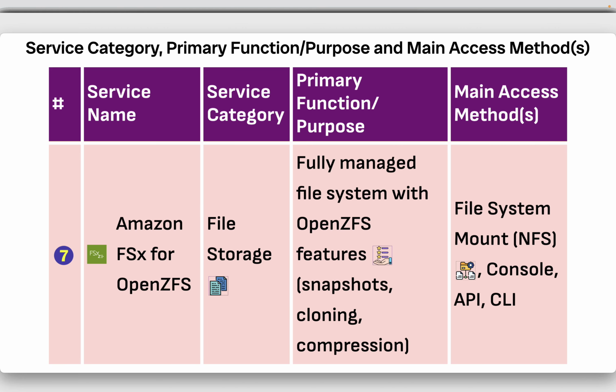Next, we have Amazon FSx for OpenZFS. Category is file storage. Function, so it's a fully managed OpenZFS file system with features like snapshots, cloning and compression. Access, you will usually use file system mount which is based on NFS protocol and you can directly access via AWS console, API and CLI. This is for admin tasks. This is common across all the services.